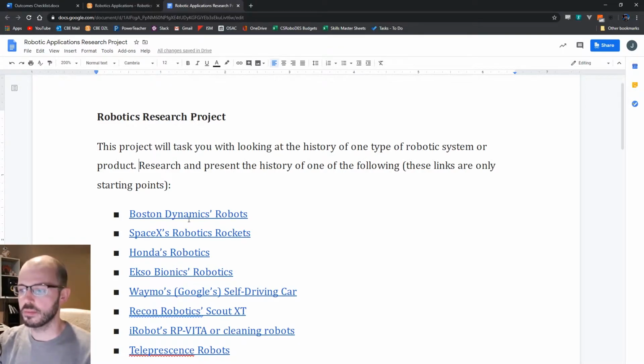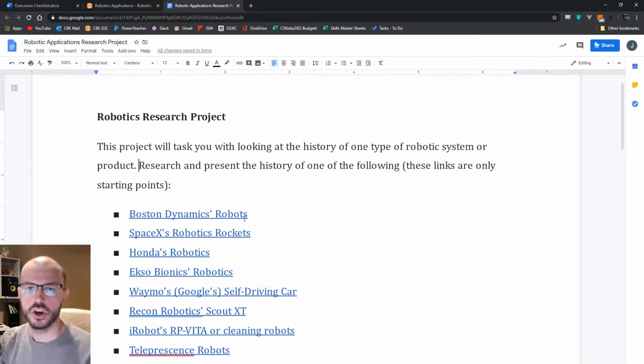The Boston Dynamics robots are very, very interesting. They do a lot of biomimicry. So they're making robots that use some of the kinematics and ways that animals move to try and get robots to move in similar ways. You've seen robot dogs, that's Boston Dynamics. They've got some really interesting stuff and a really interesting company.